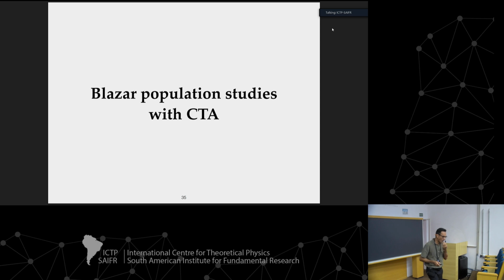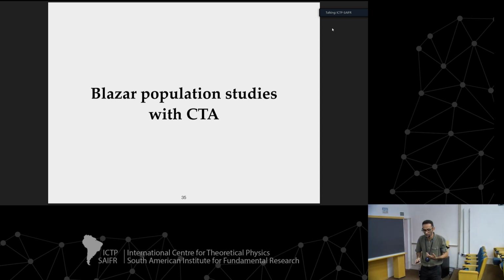Okay, so now we want to know something else about these blazars. One thing that we want to know is what is the probability to find a given blazar at a given redshift with a given luminosity? That's the basic question that we want to answer here. And this question, well, there's no clear answer so far, because you can already think that this is complicated physics, right?